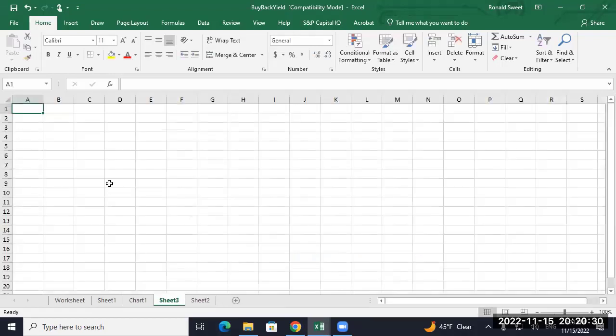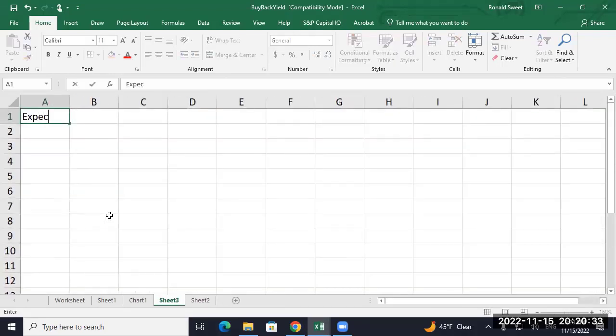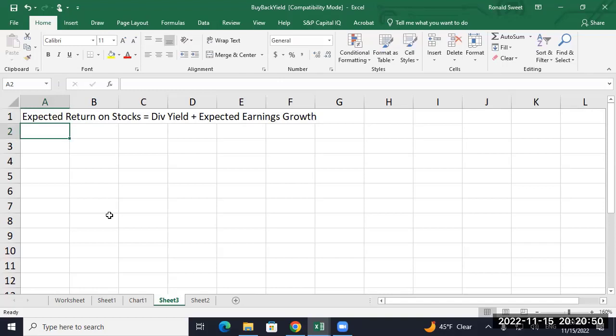So just to make it clear, why do we do the buyback yield? The expected return on stocks equals the dividend yield plus expected earnings growth. But the key is that earnings growth is not earnings, it's actually EPS growth, because that's what you're getting as a stockholder. So stock buybacks don't increase earnings, but stock buybacks definitely increase earnings per share. And so that's why you want to add that in there to get that extra kick in your growth in earnings per share, because the number of shares is going to fall. So your earnings per share is going to grow as they buy more of their stock back.